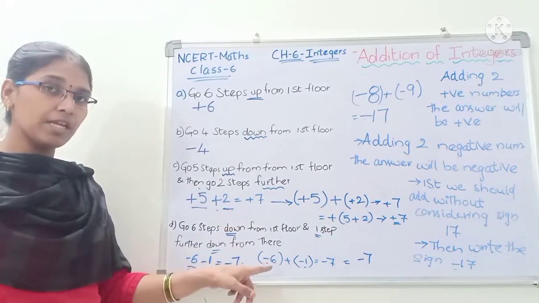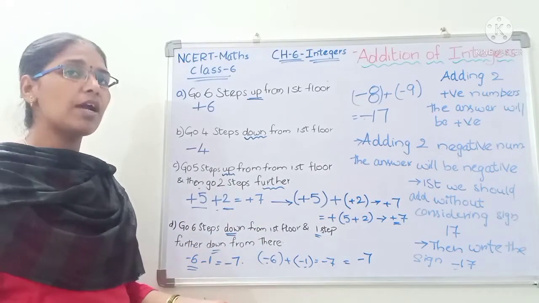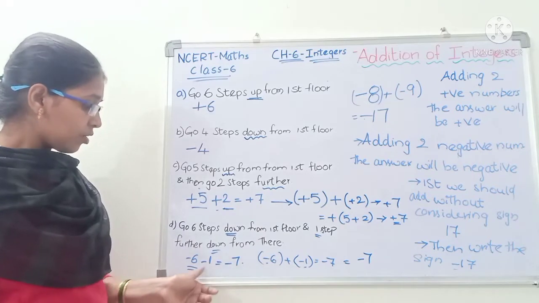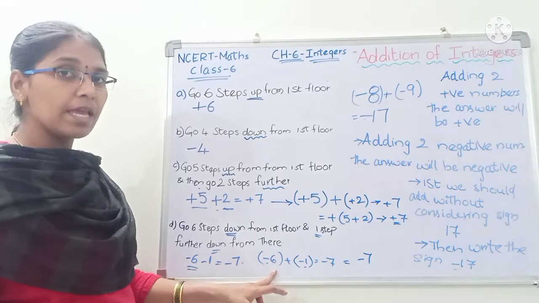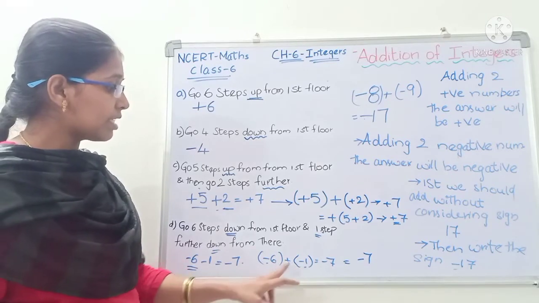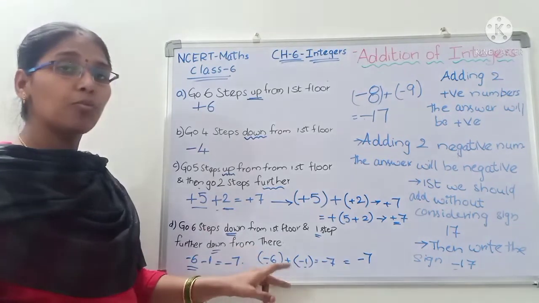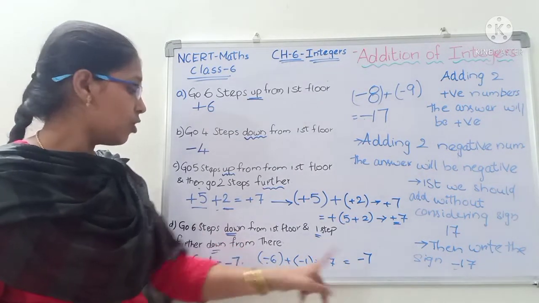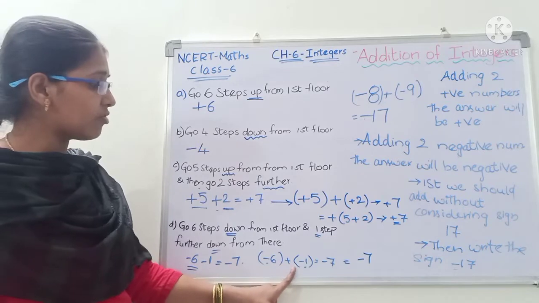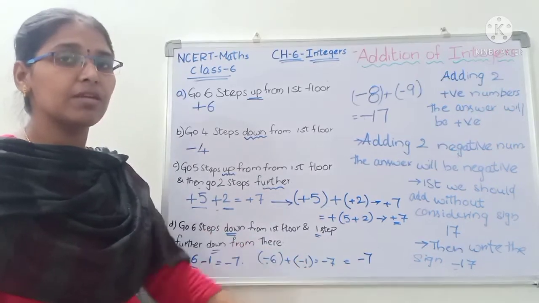If both numbers are negative, that is also addition only. If you are adding two negative numbers, it is also addition only. Just forget the sign and first add the numbers. 6 and 1 is 7. And then both have negative signs, so the result will also be negative. So minus 6 plus minus 1 is minus 7.